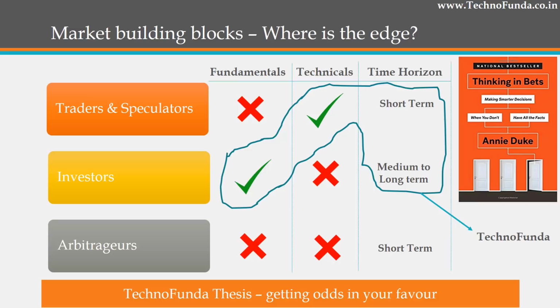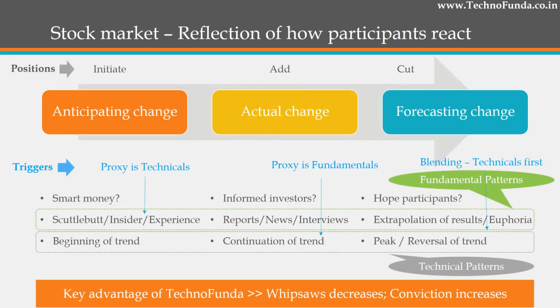What we do is basically blend technicals, which are more or less used by short-term traders but not used by investors, so thereby you get an edge over other investors, and also blend fundamentals to it, which are not used by traders and speculators, thereby you get the best of both worlds, and that is how you basically get the odds in your favor. That translates most of the time to outperformance in terms of returns, and many a time even lowers your overall risk at a portfolio level.